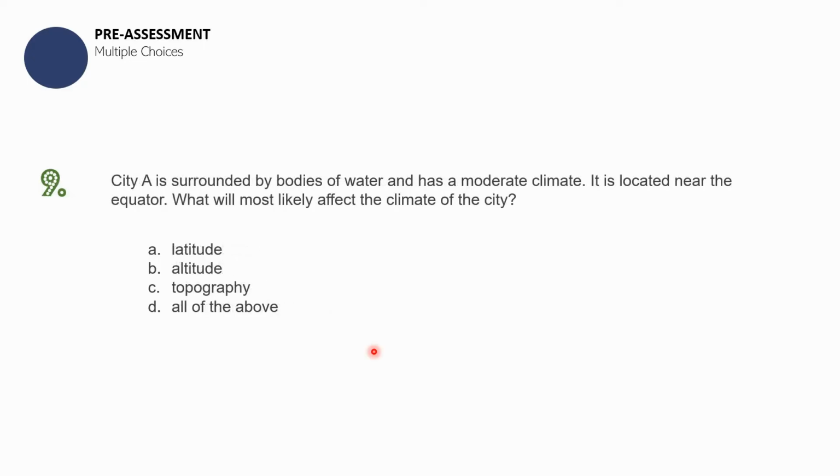Question number 9. City A is surrounded by bodies of water and has a moderate climate. It is located near the equator. What will most likely affect the climate of the city? A. Latitude. B. Altitude. C. Topography. D. All of the above.